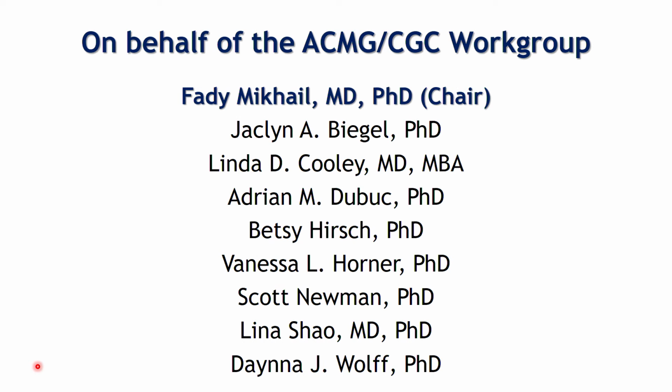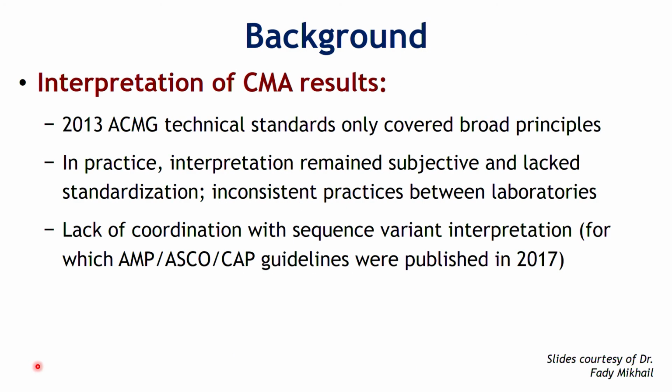So when we started, what was available at the time were 2013 standards for chromosomal microarray testing in neoplasia. And those standards did address interpretation and reporting. However, only some broad principles were described. And those were more based on what we were doing at the time for constitutional copy number abnormalities. So they were not ideally tailored for somatic copy number aberrations. And in practice, interpretation remained very subjective and lacked standardization, and there were inconsistent practices between different laboratories.